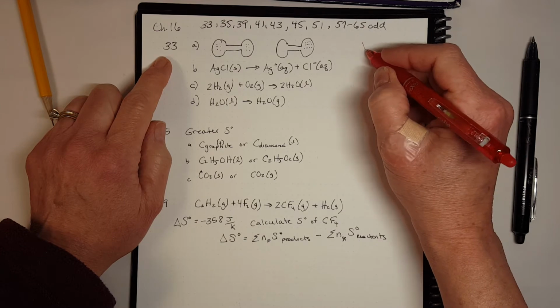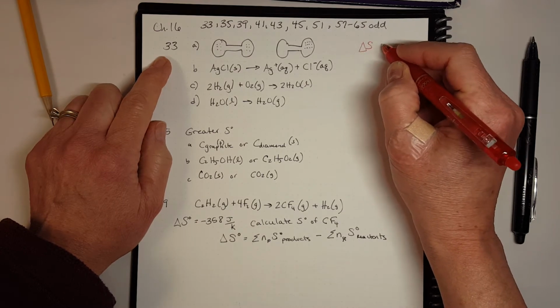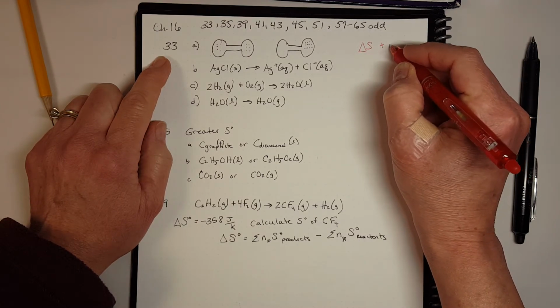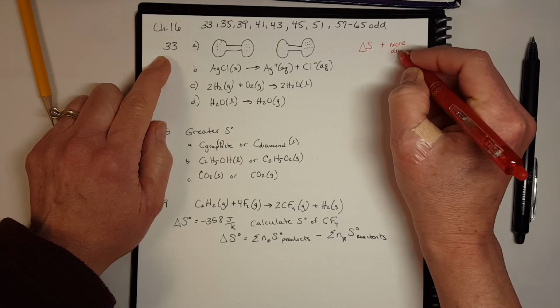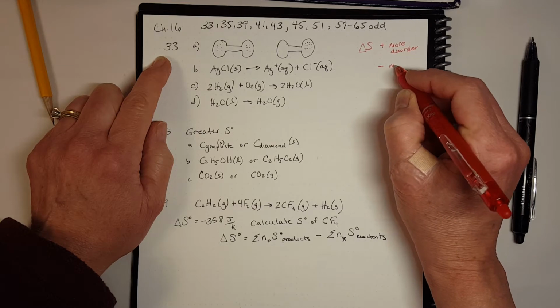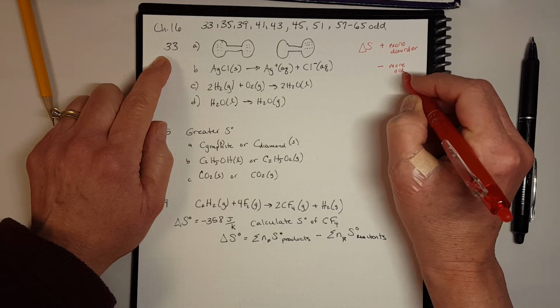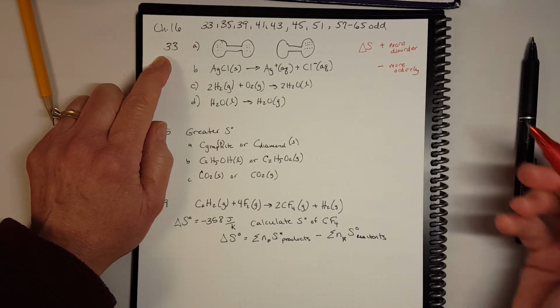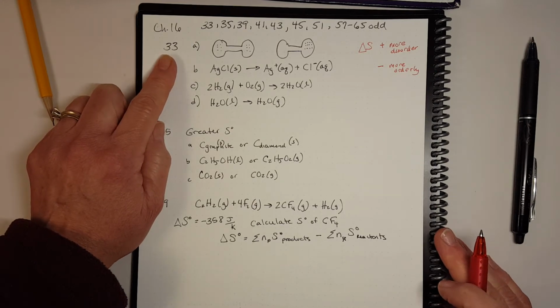Okay, so 33, the question in 33 asks, predict the sign of delta S of each of the following changes. Remember, delta S is positive if you get more disorder, more randomness, and it's negative if you become more orderly. It's a little bit backwards from how my brain thinks, so I always have to stop and think.